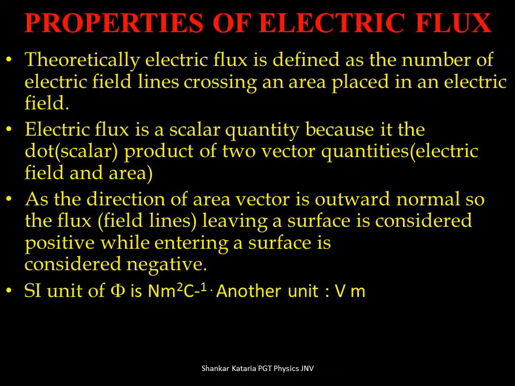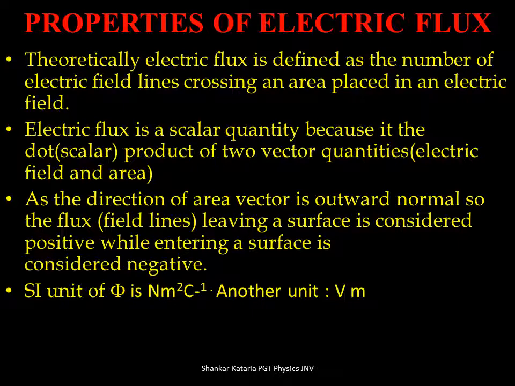Then, since the area vector is an outward normal, whenever the field lines are leaving a surface, they would be in the direction of the area vector. Hence, the angle between the area vector and the electric field would be 0 degrees. Therefore, the flux would be considered positive.